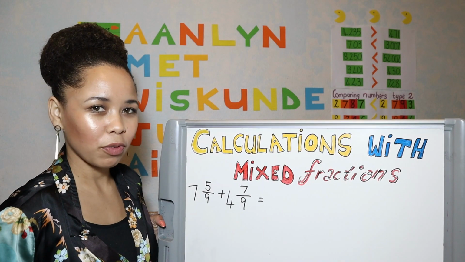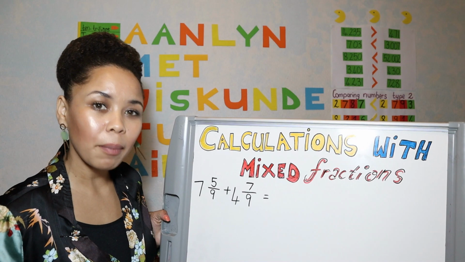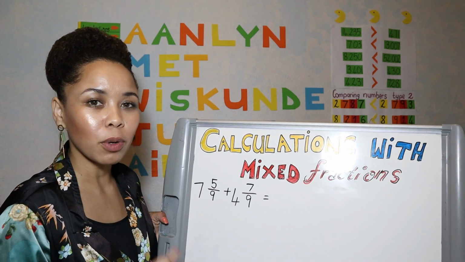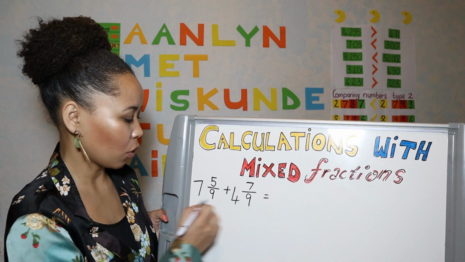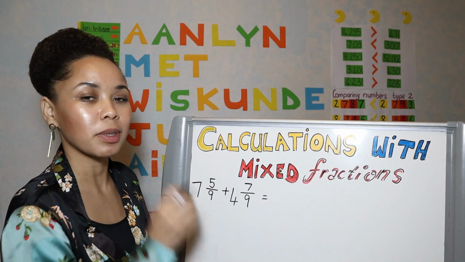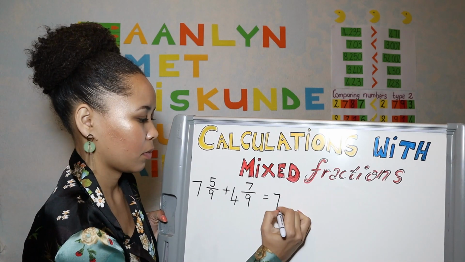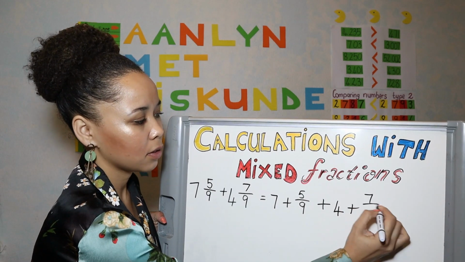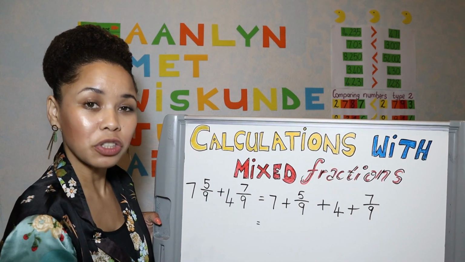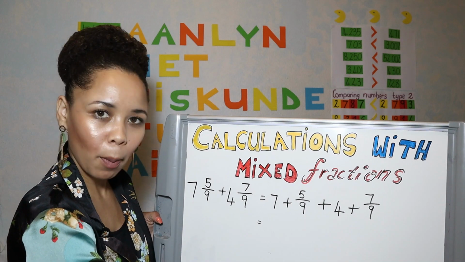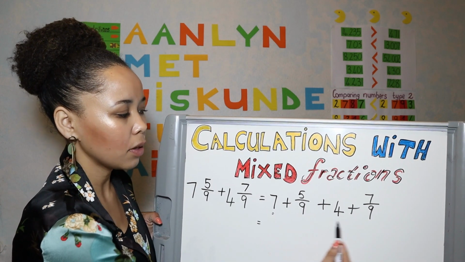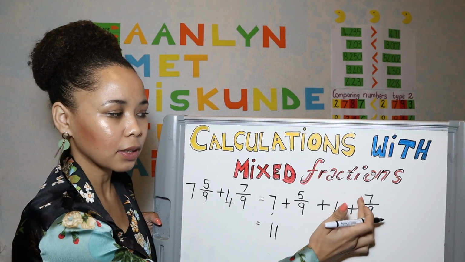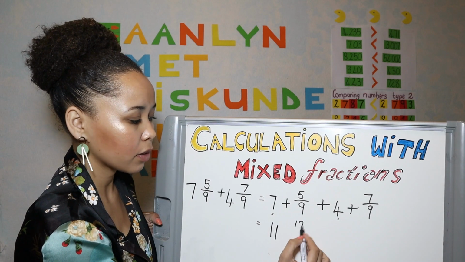Now, with the second example for mixed fractions, again, I have an addition sum. What I do is I break up my whole number and my proper fraction, and I will then add them according to association. So, my 7 and the 5/9 become 7 plus 5/9. Plus, my 4 and 7/9 become 4 plus 7/9. And now by association, I can add my whole numbers and then add my proper fractions. So, I'll add the 7 plus the 4, which is 11, and then 5/9 plus 7/9 become 12/9.